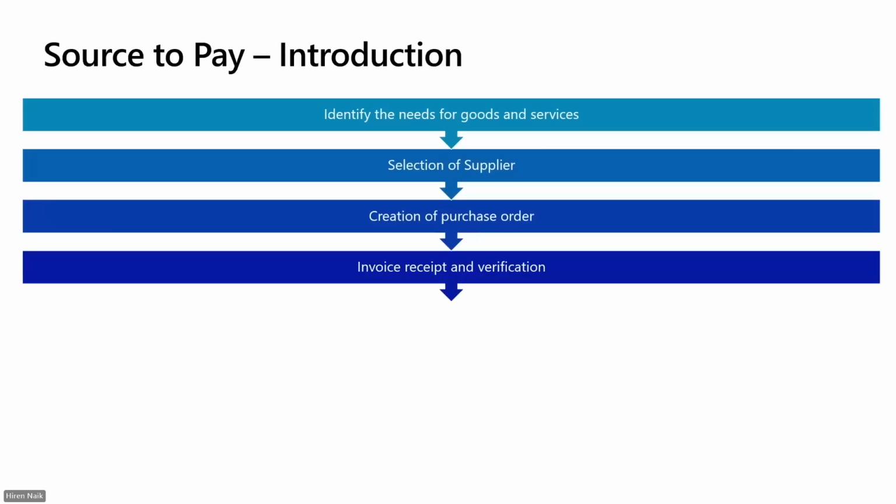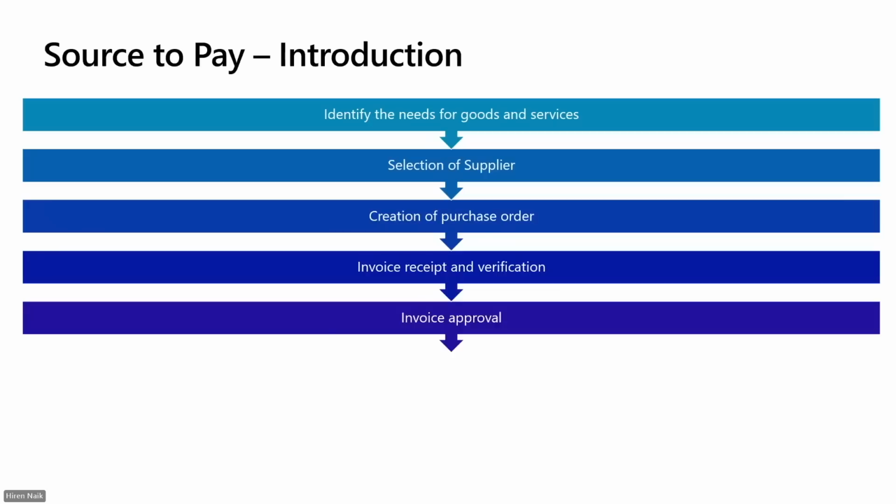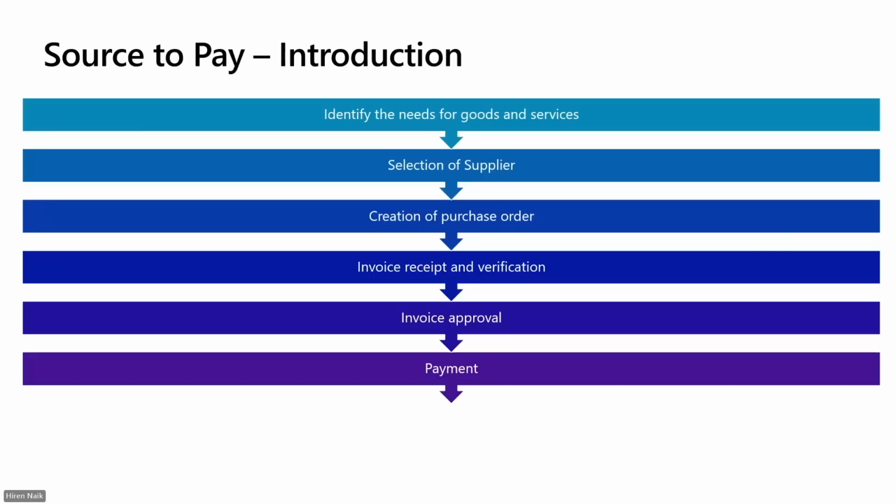Invoice receipt and verification. The supplier sends an invoice for goods or services, and the invoice is checked for accuracy and completeness. Invoice approval. The invoice is approved for payment, and the accounts payable team processes the payment. The supplier is paid for the goods or services, usually by electronic fund transfer.